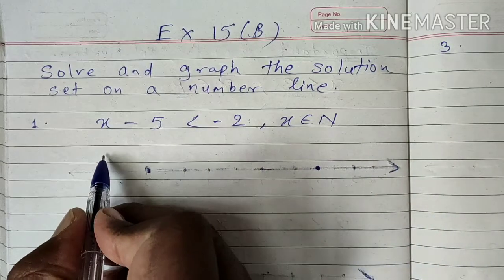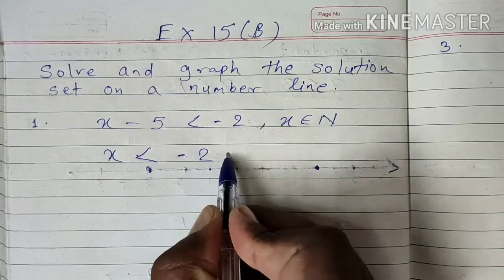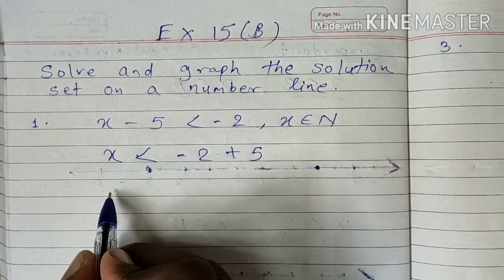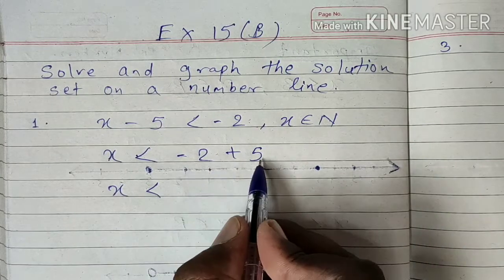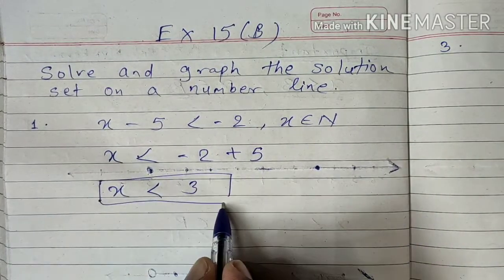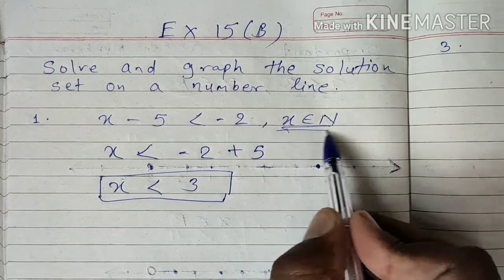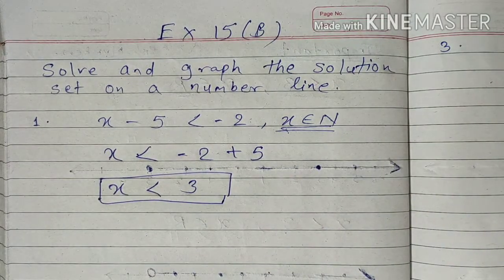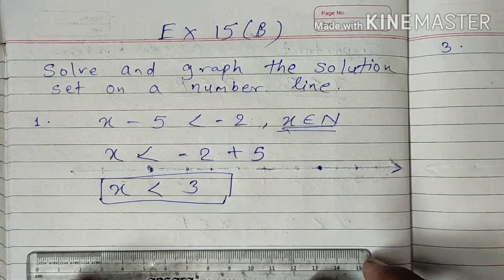-5 shifting that side will become +5, and -2. That means the value of x is +3, meaning the value of x is less than +3. Correct? And what they are saying as a replacement set: x belongs to the natural numbers. Natural numbers means what? Only the positive numbers will be included in it.